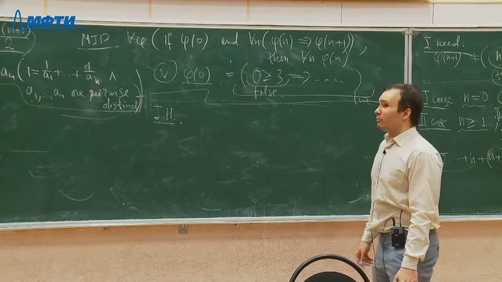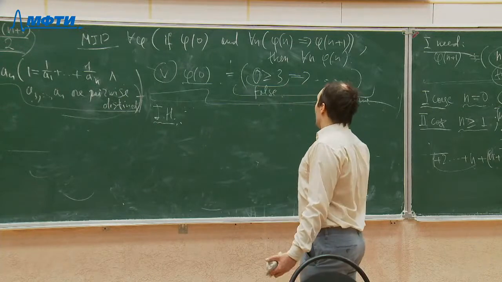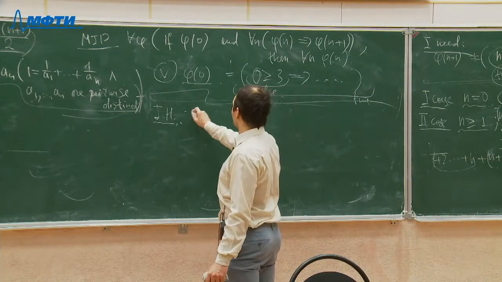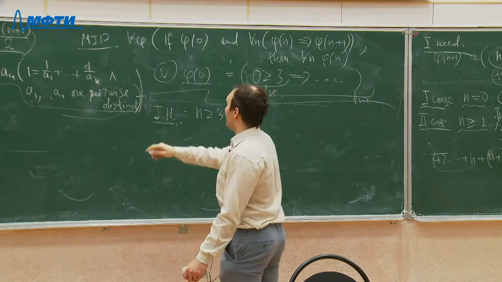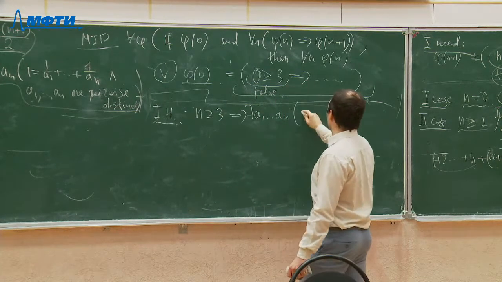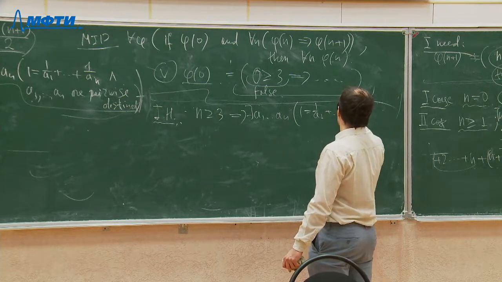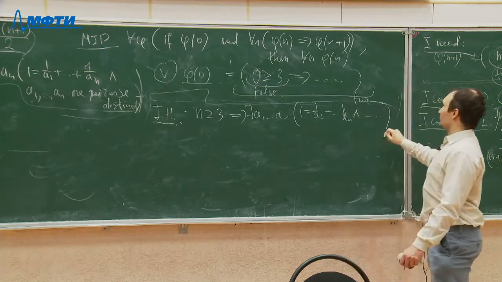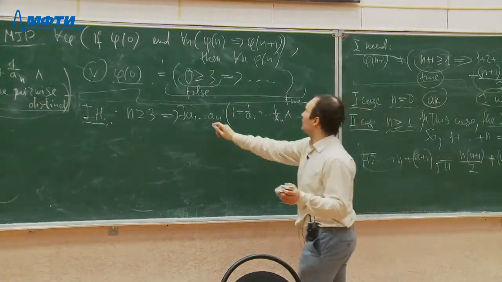I will be more terse this time. So we have the following inductive hypothesis. If n is greater than 3, then there exist such numbers so that 1 equals the sum, and so on. So assume that we have our statement for n.